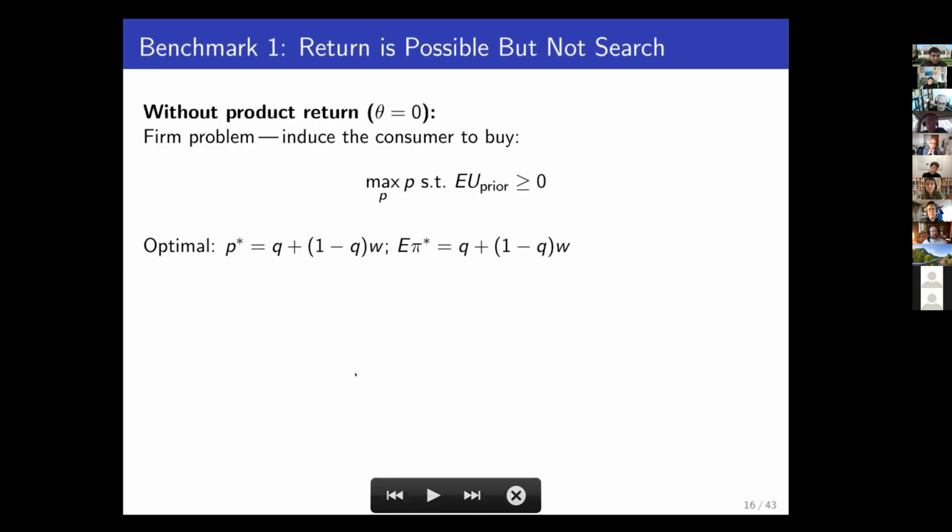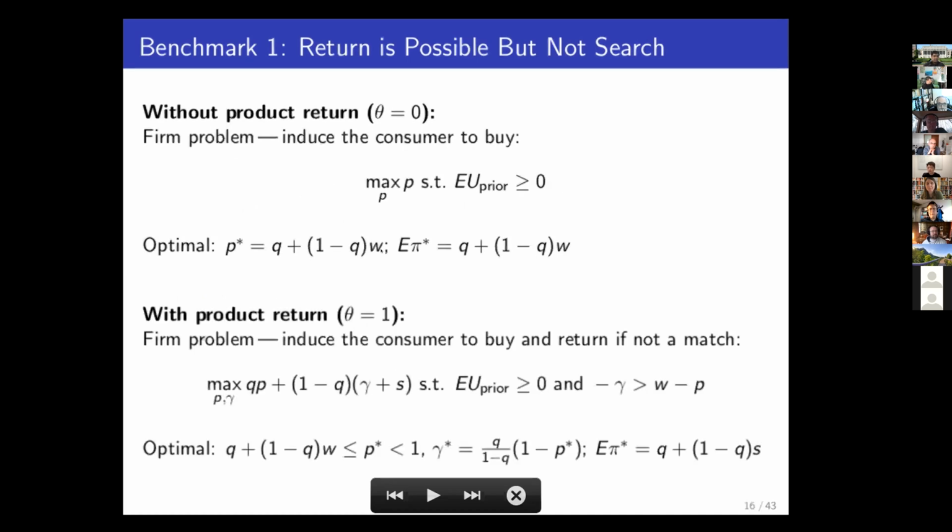So solving this is very simple. Without the product return, the firm's problem is to induce the consumer to buy, right? And you can just set this price, basically simple. And with the product return, it's again very simple. The optimal is not unique. There's a continuum of optimal prices and gamma. But what is interesting is that the profit of the firm is Q plus 1 minus Q times S.